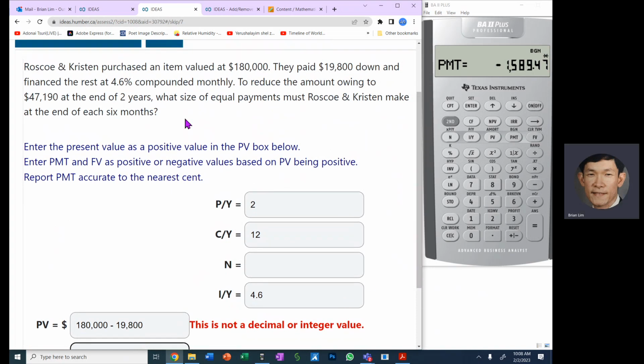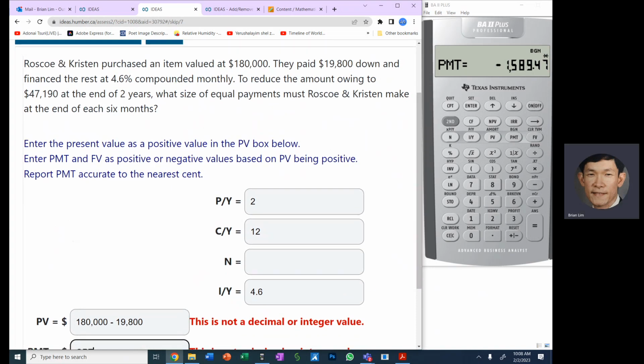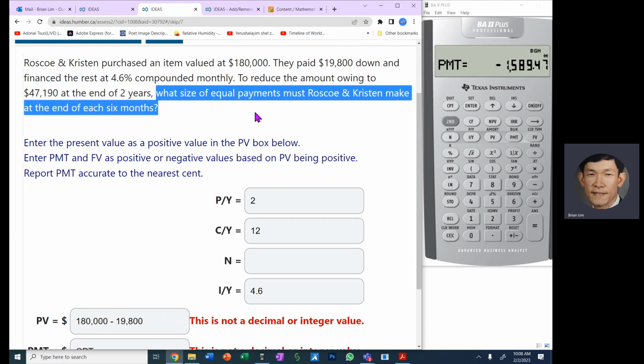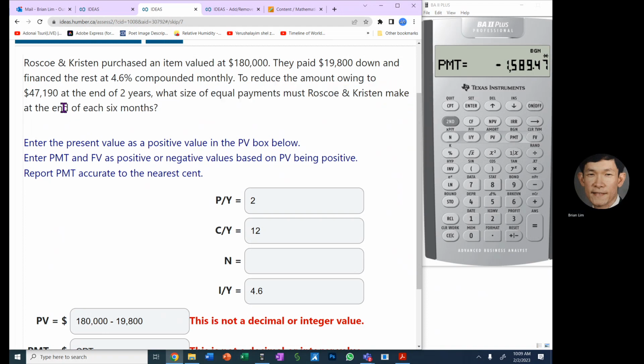Now we are no longer in the begin mode. So this does not say anything about beginning. It says what at the end. You see, what size of equal payments must Roscoe and Kristen make at the end. This right here, end of each 6 months. All right, so let's come out of here. We come out of there.